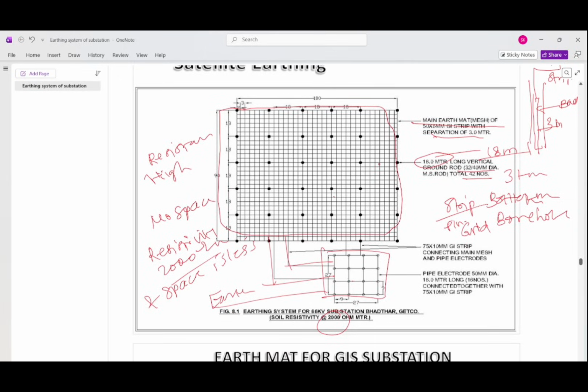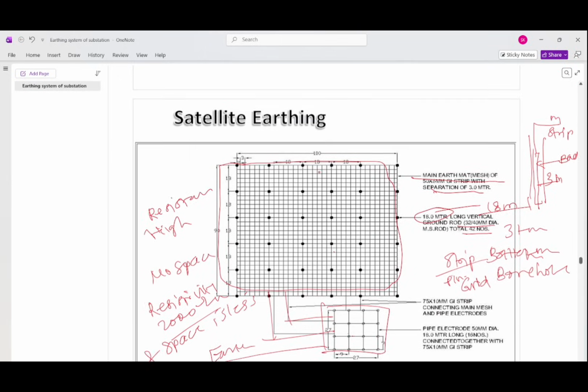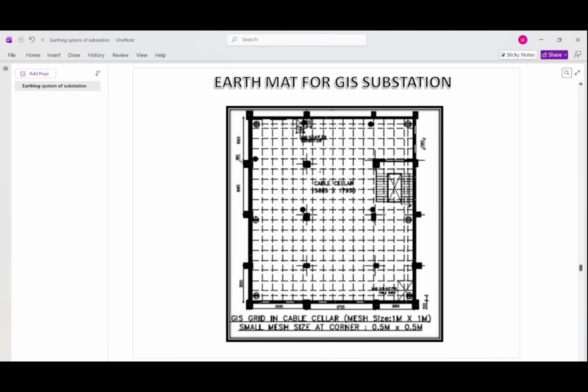Chemical backfill is also provided there. So this is the satellite earthing. Earth mat for GIS substation. Here in the GIS substation, the grid in the cable cellar is provided, with a mesh of size 1 meter by 1 meter. Smaller mesh sizes are used at corners; 0.5 by 0.5 meter mesh sizes are provided at the corners.